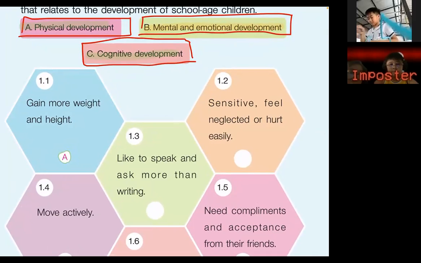Question 1.2 is being sensitive, feeling neglected or hurt. So which one is that? Is that physical? Is that emotion? Or is that cognitive? Which one do you think it is? You can unmute your mic and tell me if you want to. If not, I shall wait. Okay, so number 1.2 would be a B. It's part of your mental and emotional change, development.